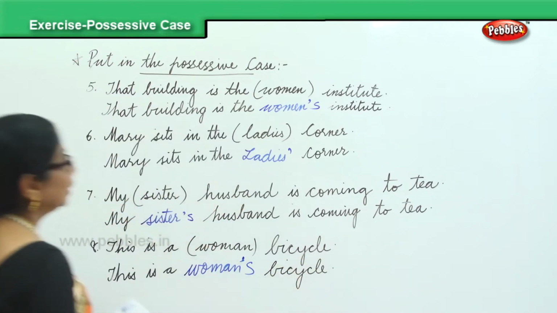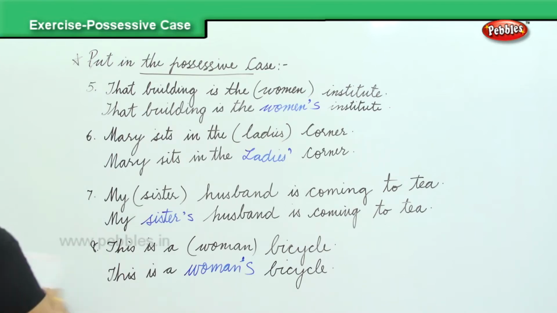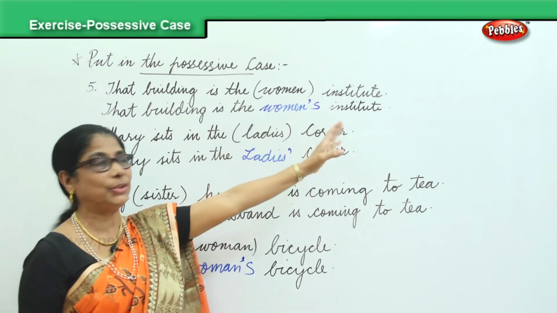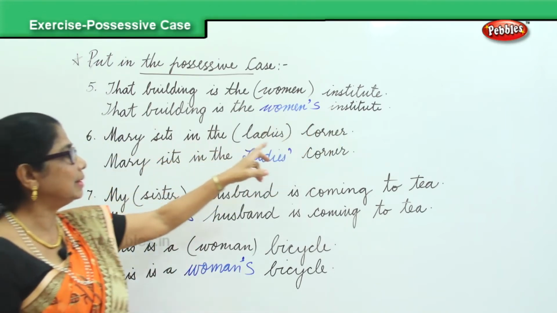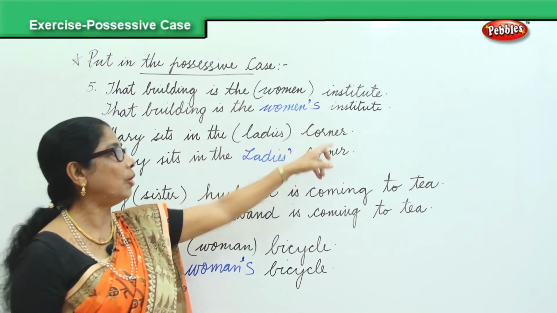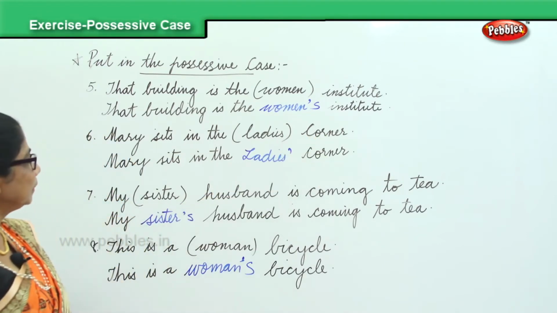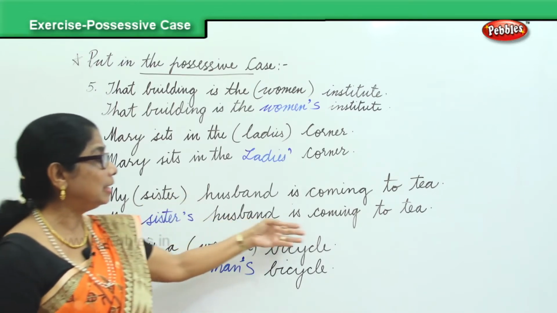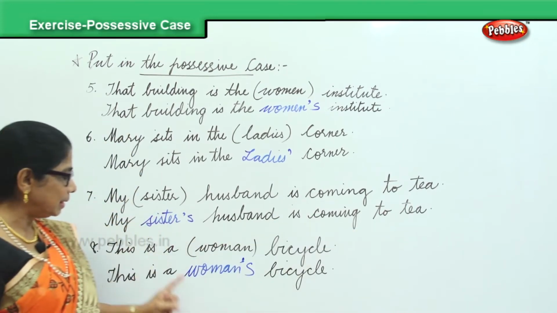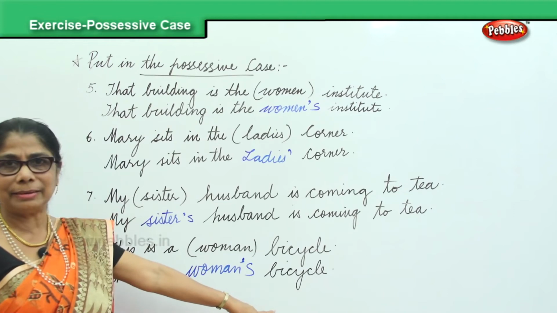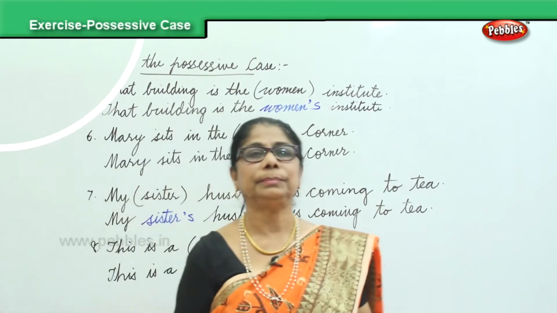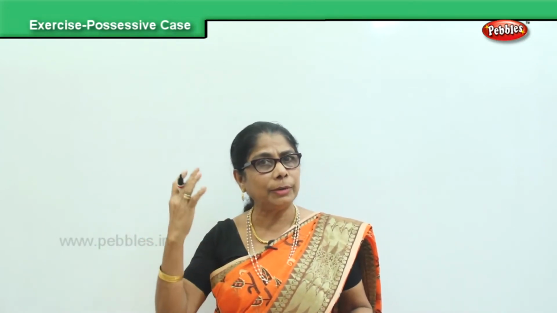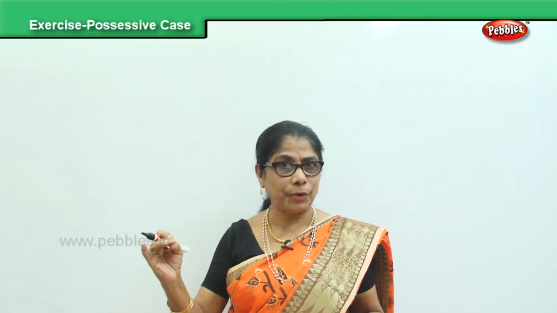Now look at the sentences. Look at all this we have done. That building is the Women's Institute. Mary sits in the ladies' corner. My sister's husband is coming to tea. This is a woman's bicycle. We'll do one exercise now to affirm what we have learned, the possessive form. Okay?